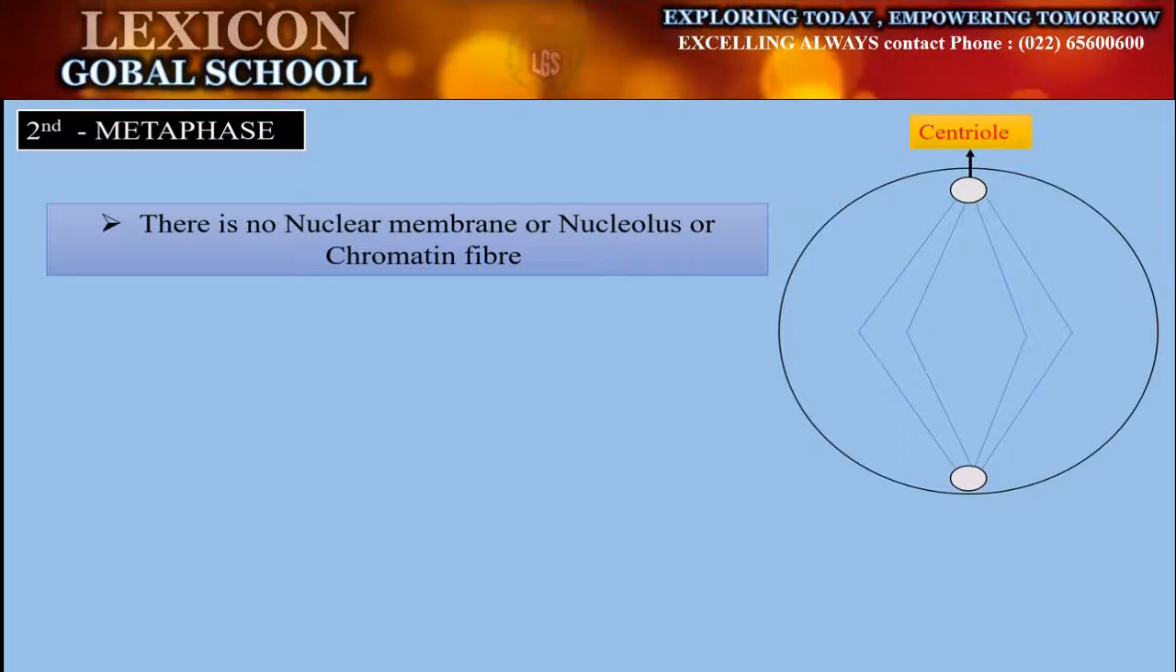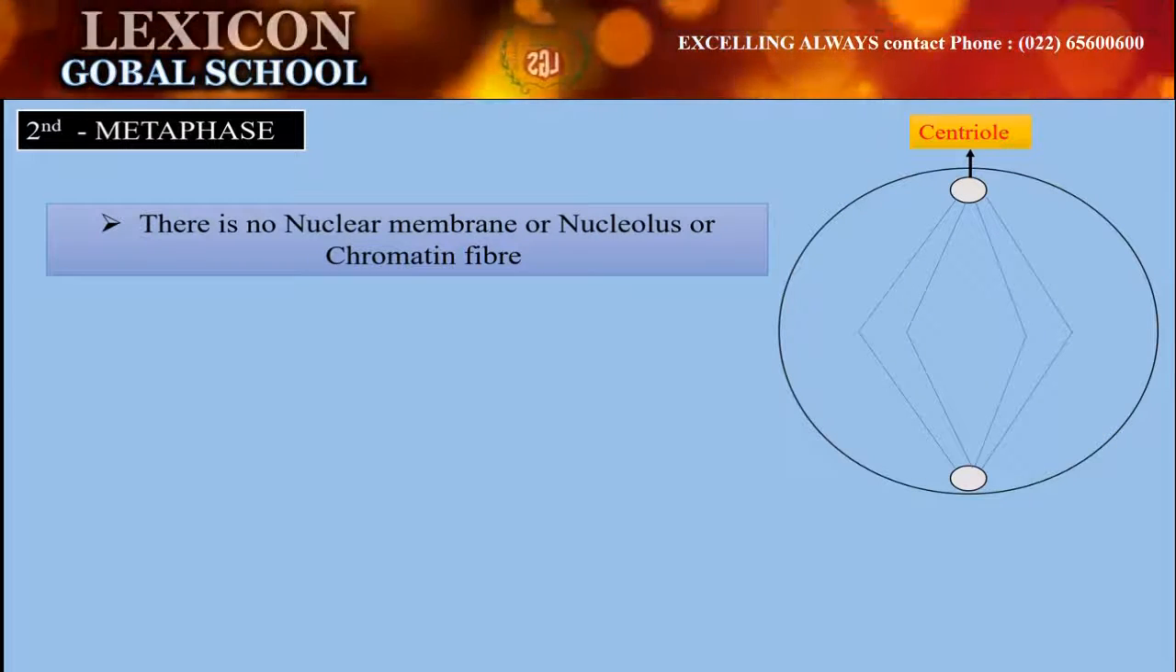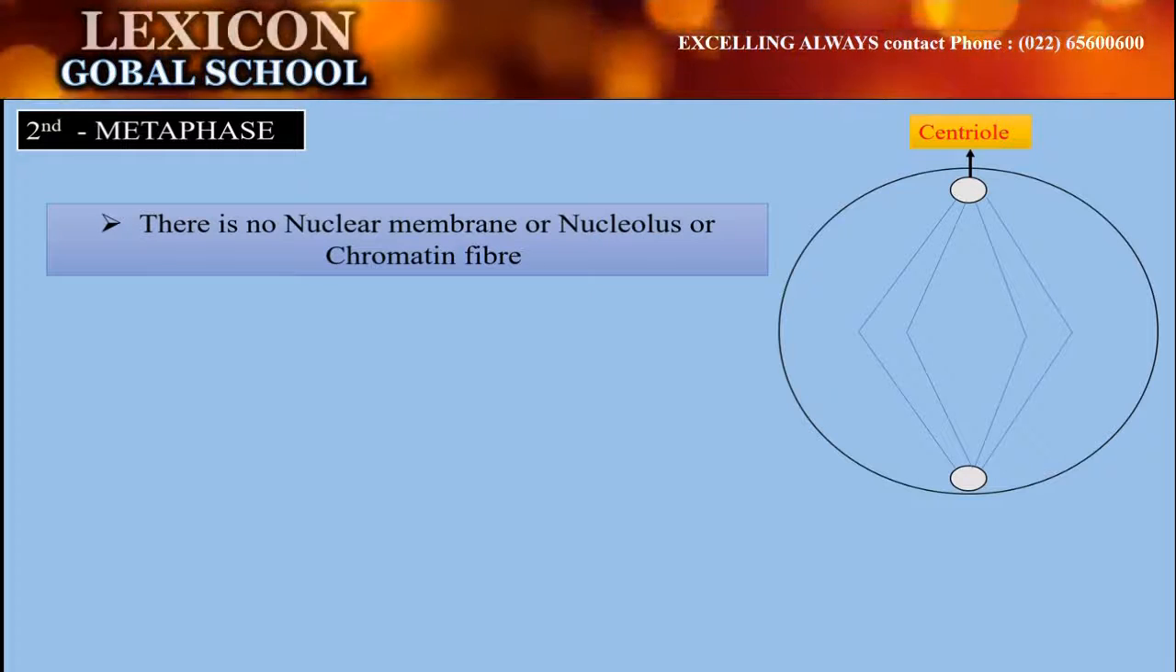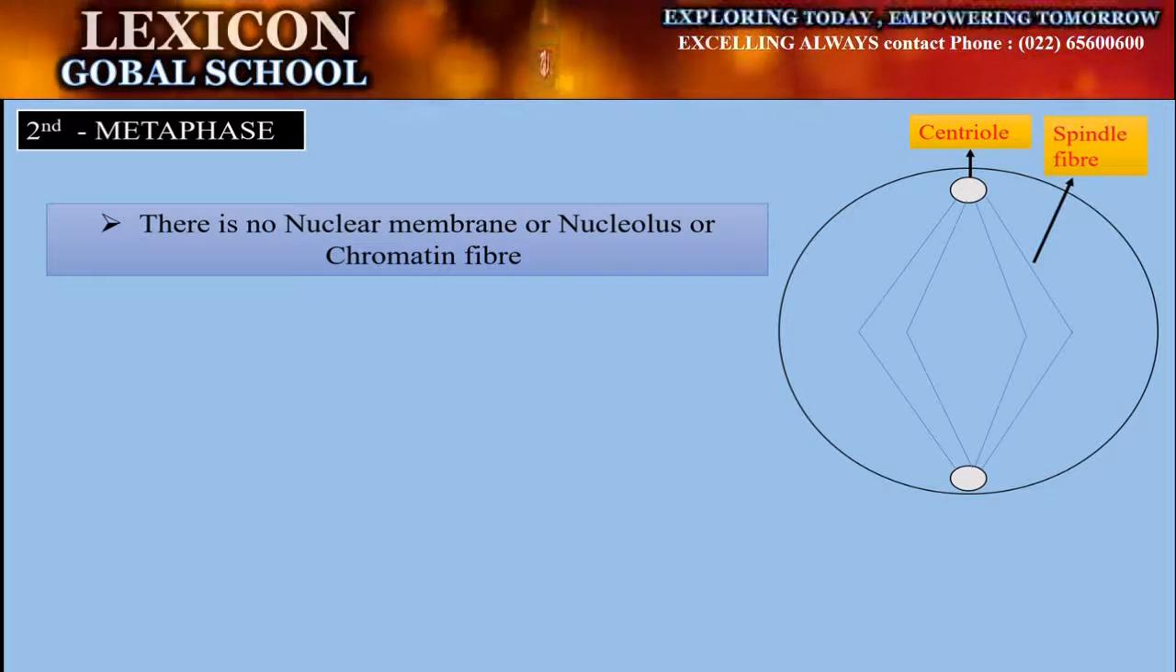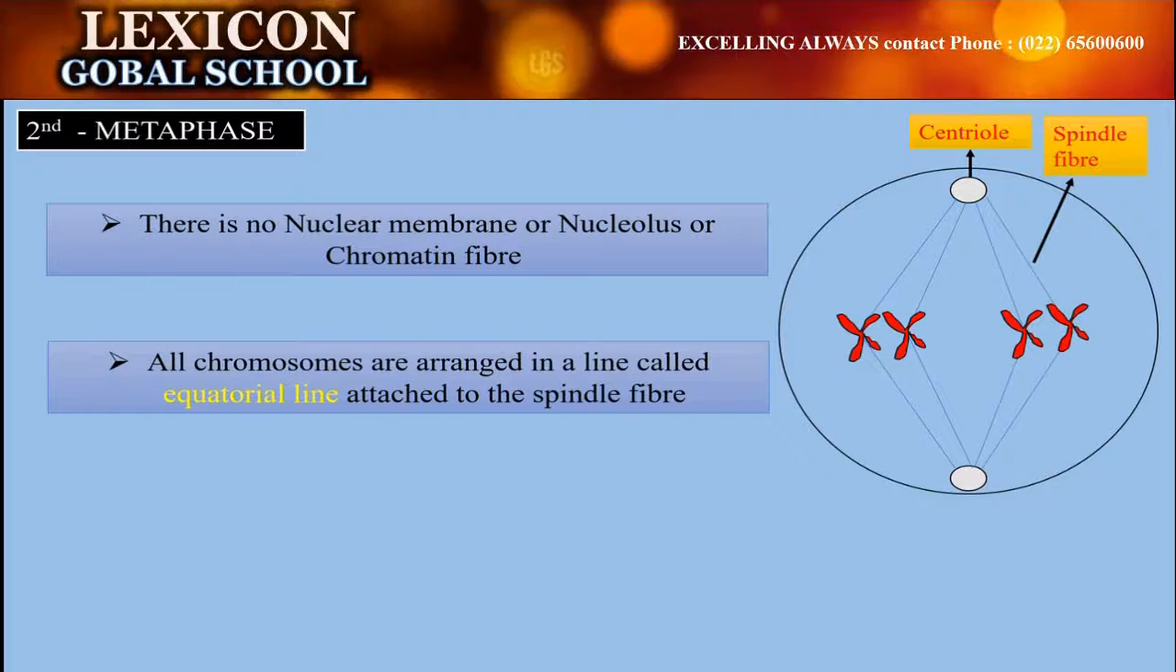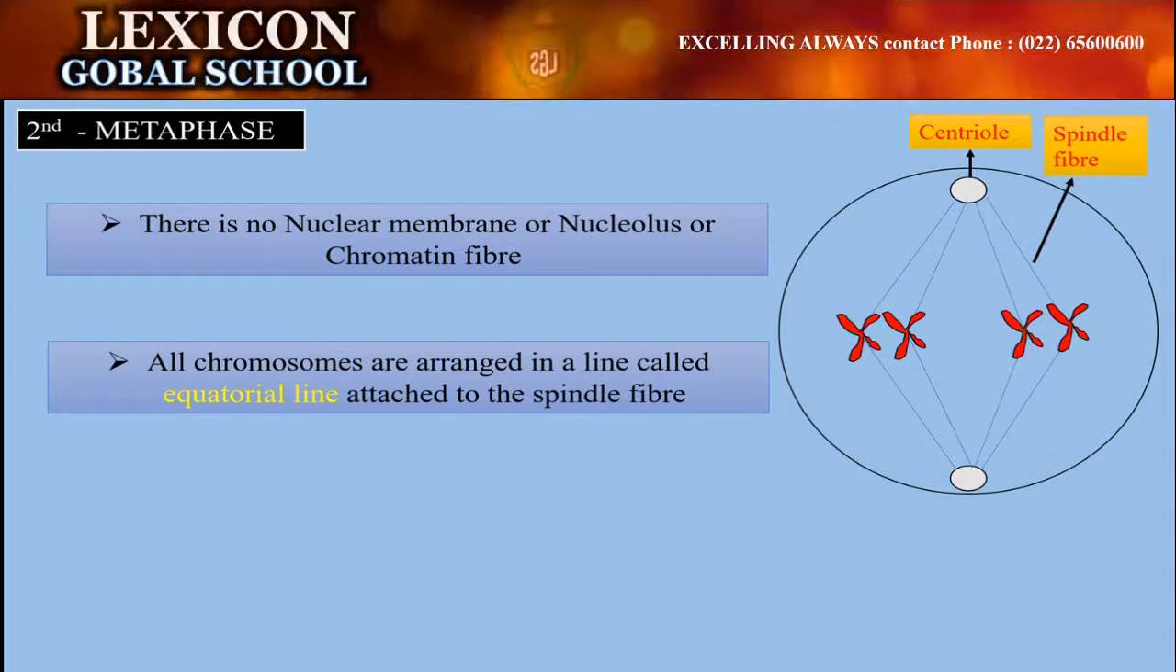When they start preparing spindle fibers in this manner, the chromosomes that were present in the cell will start coming to the center position. That is the equatorial plane.